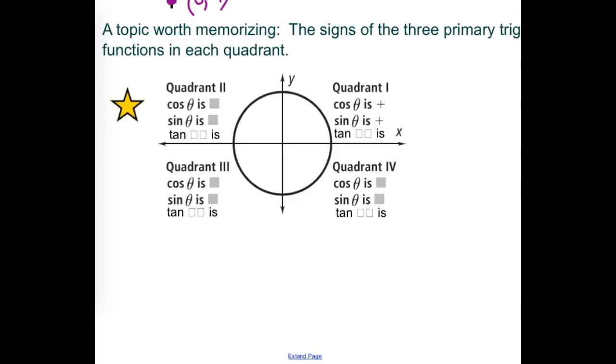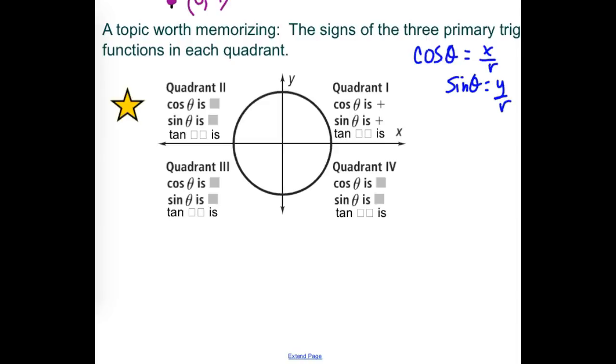Okay? Quadrant 1, cosine is positive because cosine is which letter? Cosine is x, right? Cosine is x. Sine is y, right? So in quadrant 1, cosine is going to be positive because x is positive. Sine is going to be positive because y is positive in this quadrant.